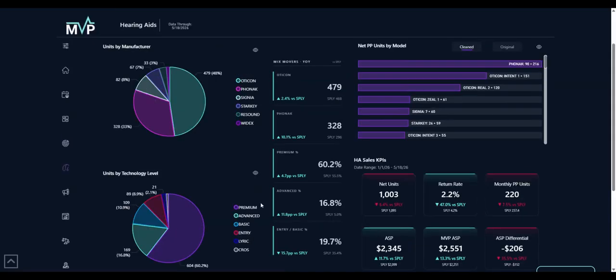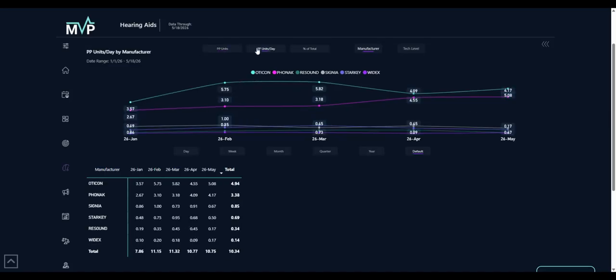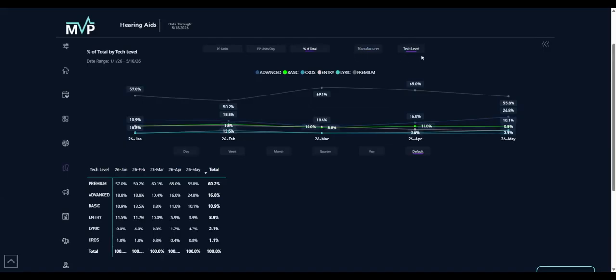Clicking the eyeball icon in either the technology section or manufacturer section opens a more detailed expanded view. Within this view, you can quickly identify your number of units sold by manufacturer over time. You can switch between private pay units per day, and percent of total. You can also choose to change this from a monthly view to a weekly, daily, quarterly, or yearly view. Additionally, you can switch from a manufacturer view to a tech level view using the toggle in the top right corner.